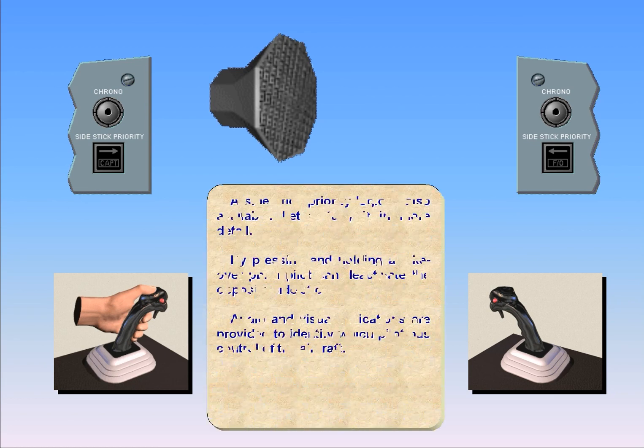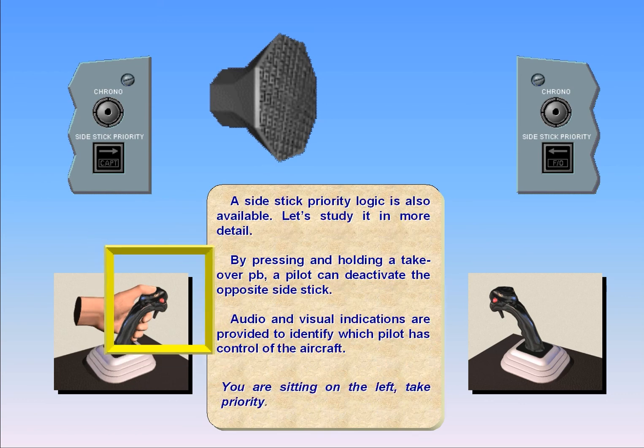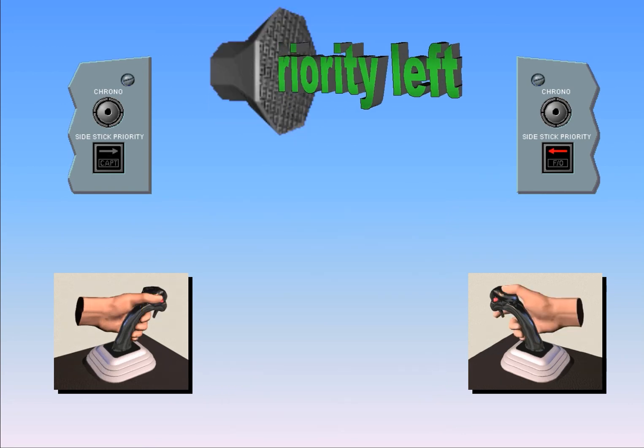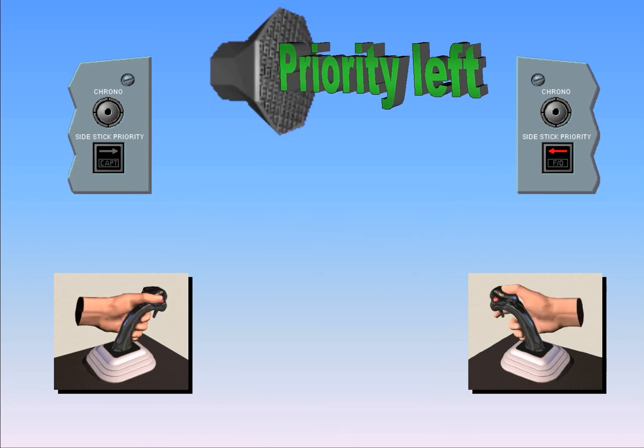You are sitting on the left. Take priority. Priority left. You heard the audio warning. Notice there is also a red side stick priority arrow in front of the first officer, indicating that his side stick is inoperative. The arrow points left, showing that the captain has control. If the first officer had taken over, the message would have been priority right, and the red arrow in front of the captain would have been illuminated.